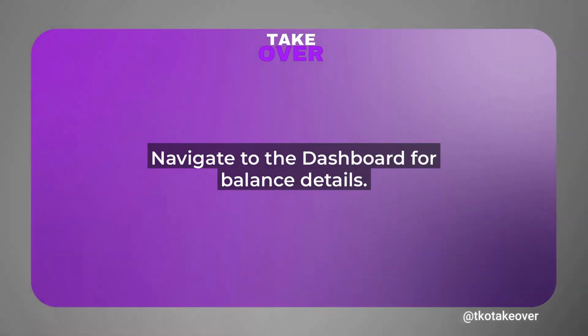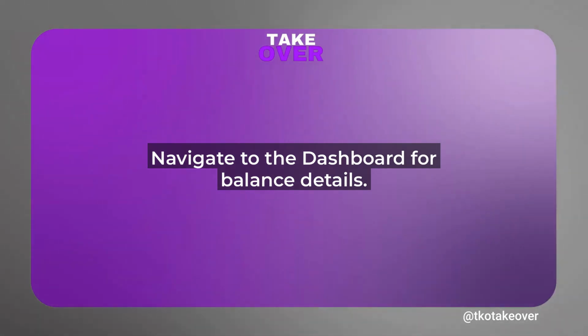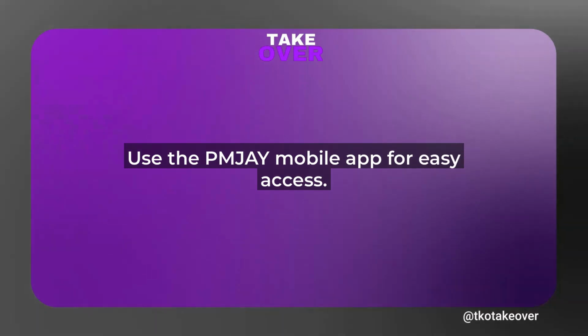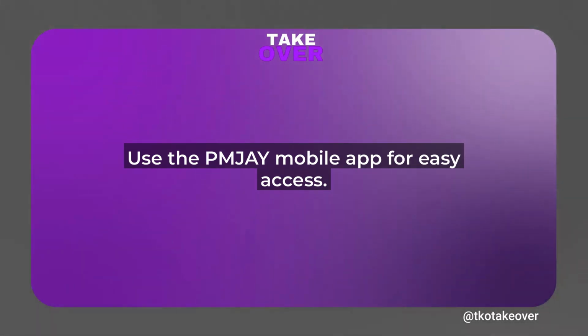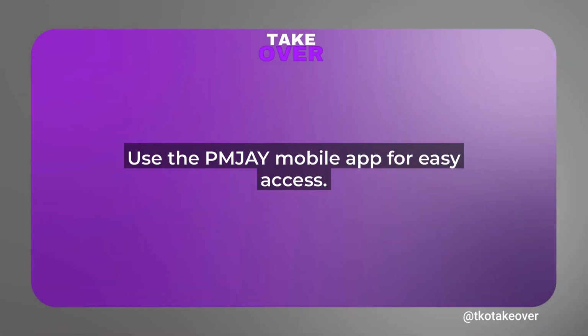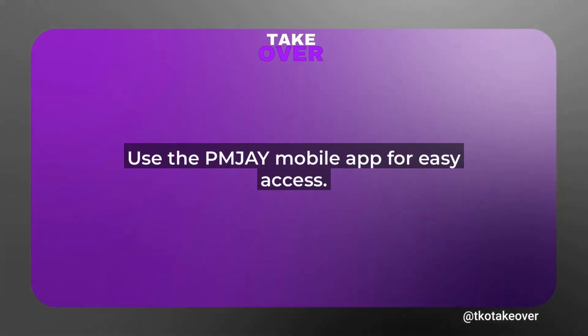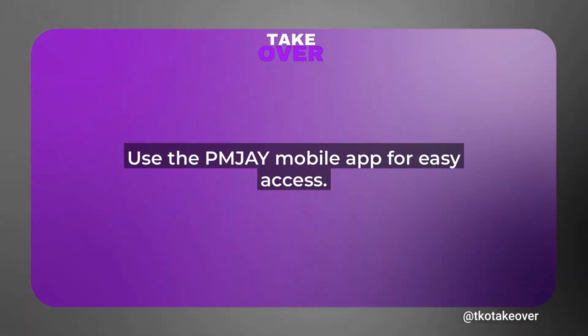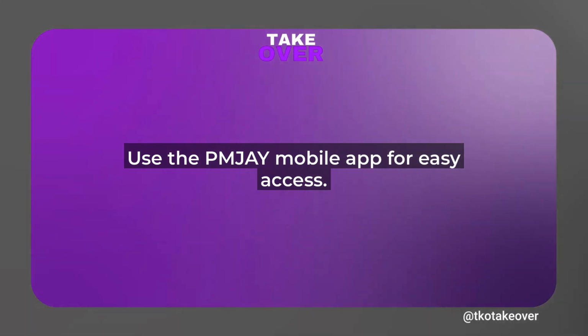After logging in, Step 4. Navigate to the dashboard, or account summary, page. Here, you'll find your PMJAY card balance displayed clearly, showing how much coverage you have left for the year. For 2025, the government has updated the portal with better user interfaces, so it should be even easier to read. If you're not tech-savvy, don't fret. There's an alternative.